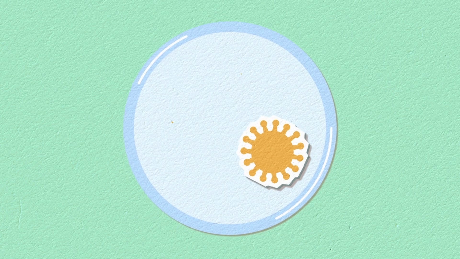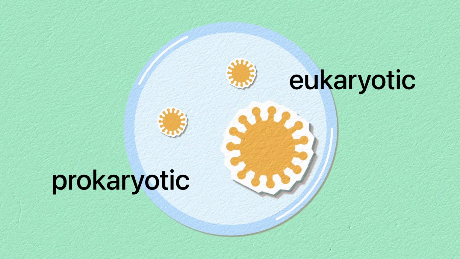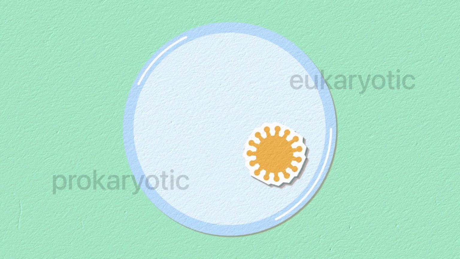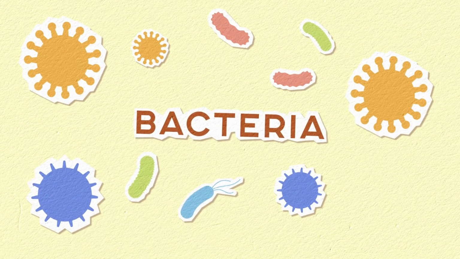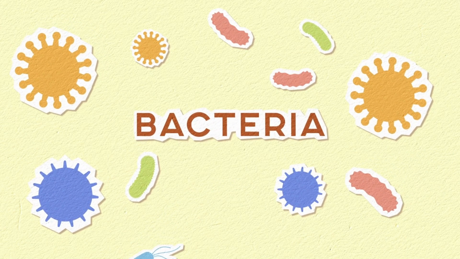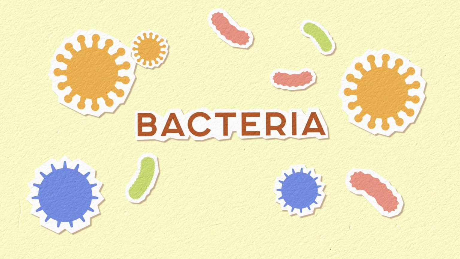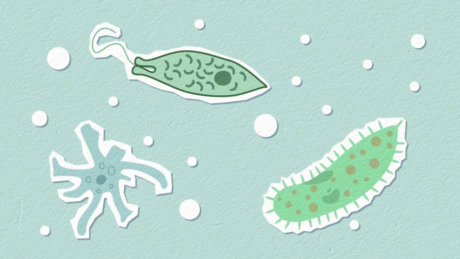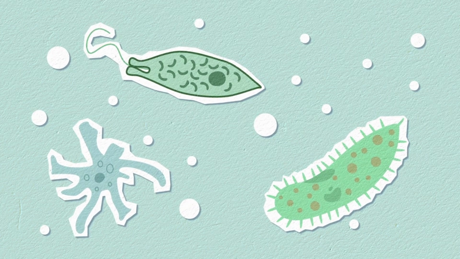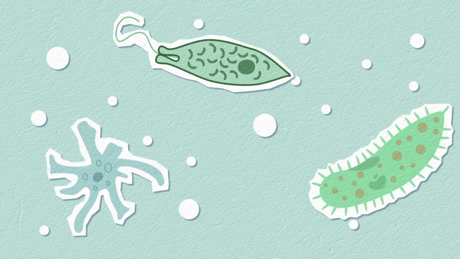There are two major types of cells, prokaryotic and eukaryotic. Prokaryotic cells, like bacteria, are simpler and have no nucleus. Eukaryotic cells, like those in plants and animals, are more complex and have a nucleus and organelles. Despite these differences, both types perform the same essential functions of life.